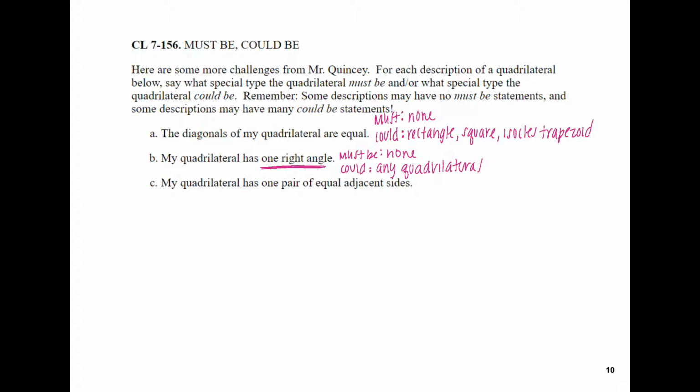My quadrilateral has one pair of equal adjacent sides. So if I think of the quadrilaterals that have one pair of equal adjacent sides, and remember adjacent means right next to each other, it could be a kite, it could be a square, or it could be a rhombus. But for must be, again, there is not enough information, so it doesn't have to be any of them.